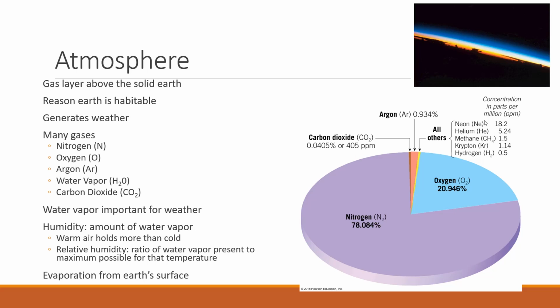Humidity is the amount of water vapor that we have in the air. So warm air holds more water than cold air. Relative humidity is the ratio of water vapor present to the maximum possible for that temperature. So warm air can hold more water vapor than cold air. So we will see today that if we take air that was warm and has a high amount of water vapor in it, and we then cool that air, the relative humidity will go up because the cold air can't hold as much water vapor as the warm air. So the closer we are to 100% relative humidity, the closer we are to having rainfall.